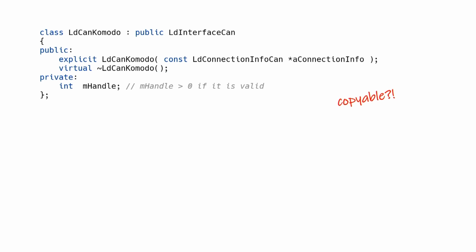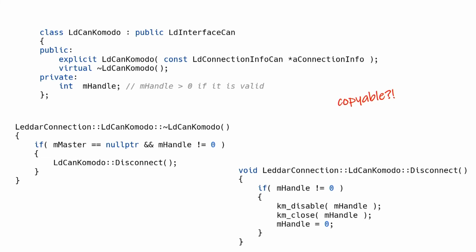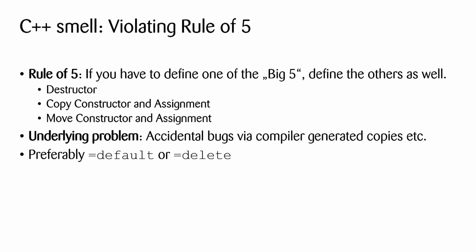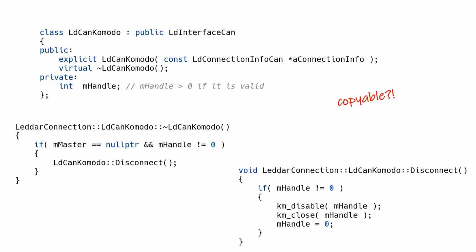So if we copy this class, we have two objects of the same class with the same handle. The first one will close the handle in the destructor. The second one will close the handle in the destructor. It's not a delete, so it's not undefined behavior, maybe, but I don't know what the C library below does when you close the same handle twice, right? So if you look into the destructor, if there is a handle that is not 0, then it calls disconnect on this class, and the disconnect function then checks again whether the handle is not null, and then disables the handle, closes the handle. So this might be problematic if we close the same handle twice.